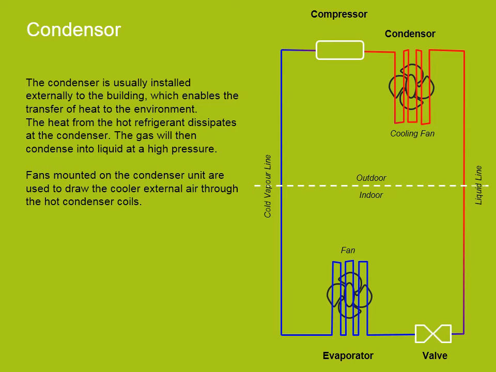The condenser, usually installed externally to the building, allows the generated heat to dissipate and be lost to the environment. Fans mounted on the condenser unit are used to draw the cooler external air through the hot condenser coils. At this point, the gas will condense to a liquid at high pressure.